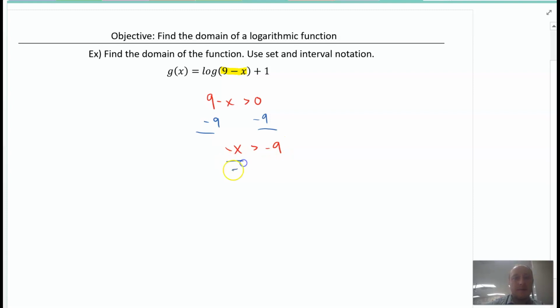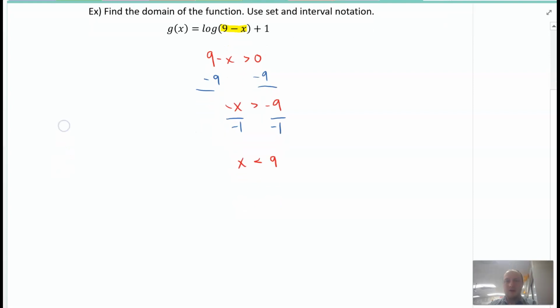We'll go ahead and divide by negative 1. So here's Admiral Ackbar. It's a trap, right? X is less than 9. We have to switch our signs. Okay, so this one was easy. Here is our domain in set notation: x such that x is less than 9. And in interval notation, it is going to be negative infinity to 9, both parentheses.